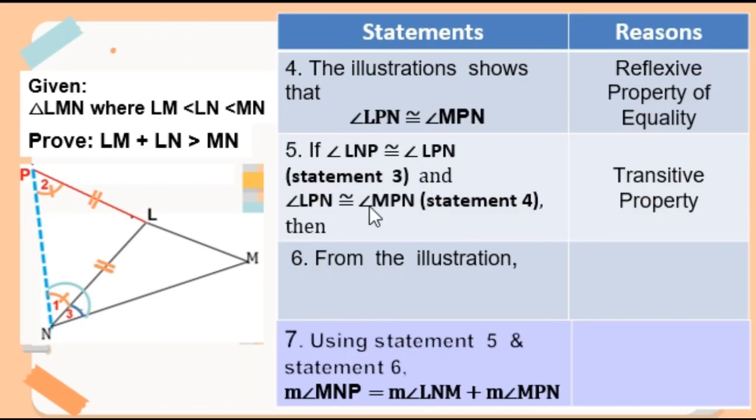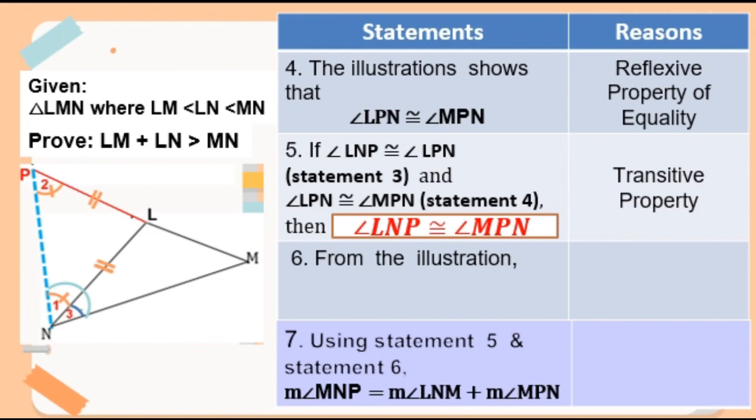Fourth statement, the illustration shows that angle LPN, this angle, is congruent to angle MPN, this angle. So the reason is reflexive property of equality. And if angle LNP is congruent to angle LPN, which is statement number 3, and angle LPN is congruent to angle MPN, which is statement number 4, then angle LNP is congruent to angle MPN. So the reason is transitive property of equality.